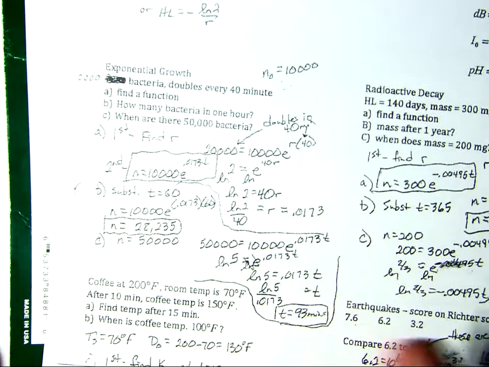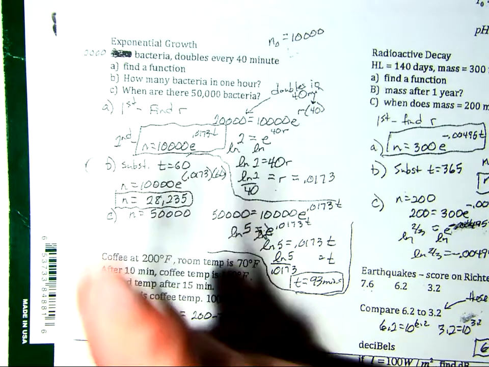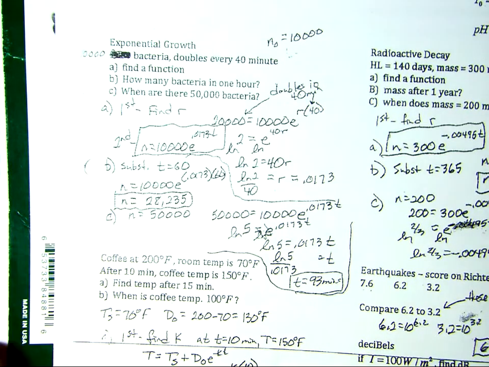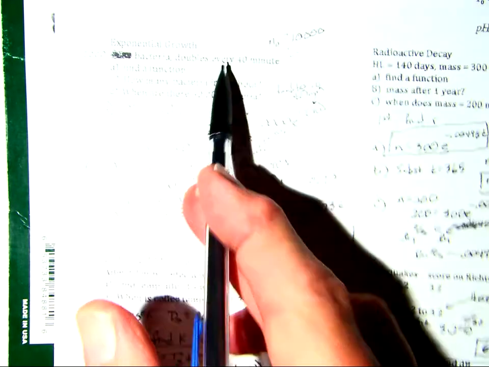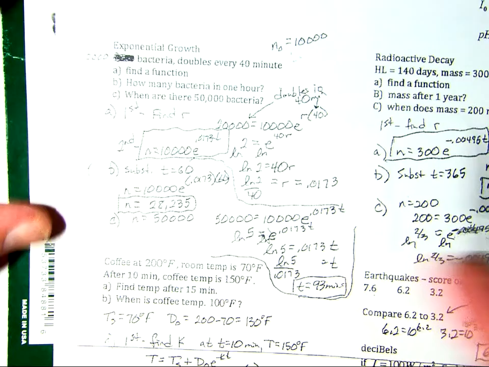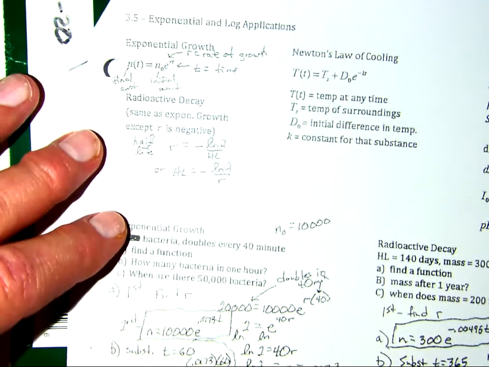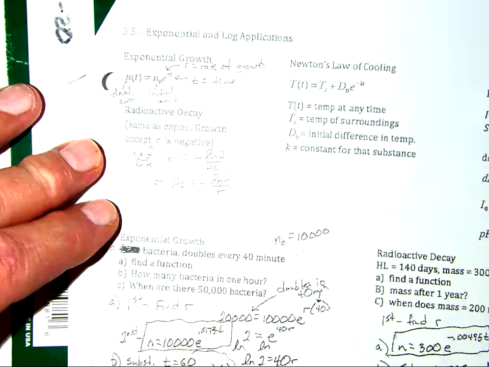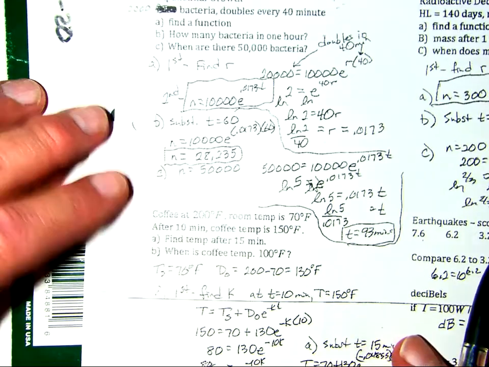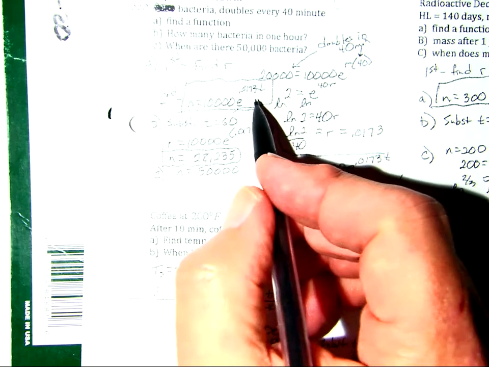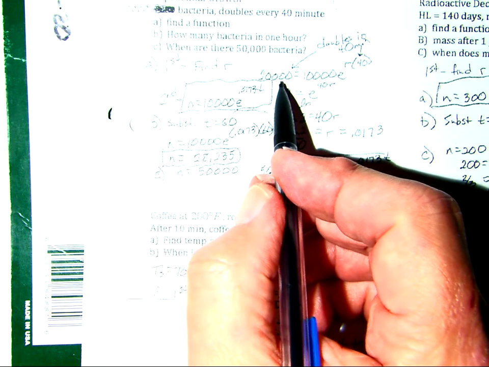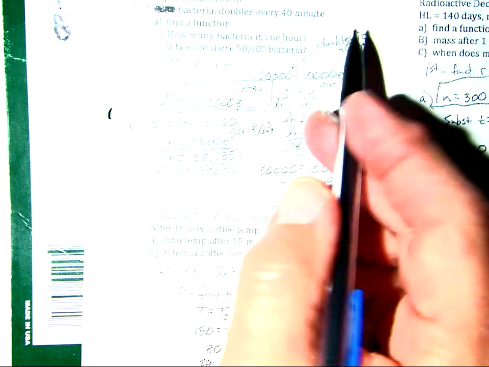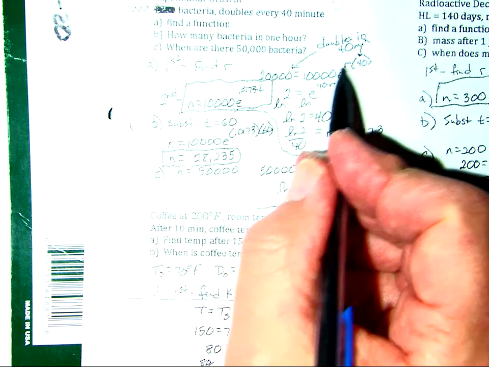So exponential growth problems like this first one here, this is supposed to be a 10 here. If you start with 10,000 bacteria and it doubles every 40 minutes, first you need to find the function. We're going to take this function we had up here, N equals N naught e to the RT. We're going to use that same function. First, we're going to plug in to find R. It says it doubles every 40 minutes. So if we start with 10,000, in 40 minutes, it's going to be 20,000.